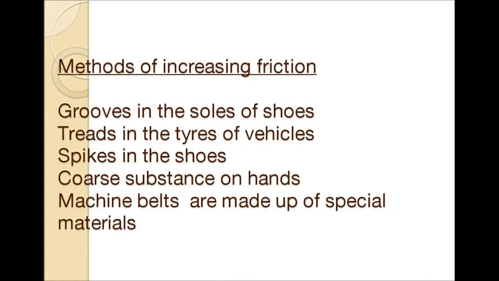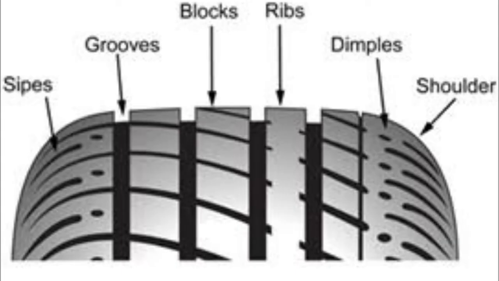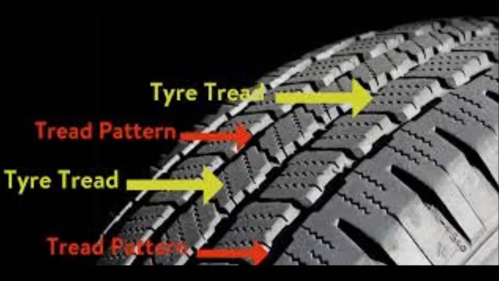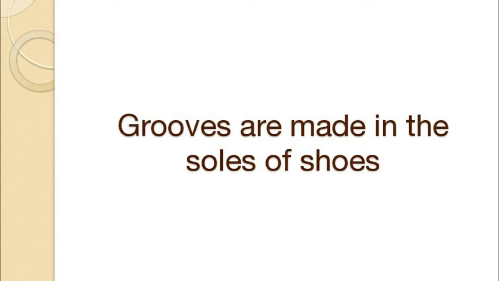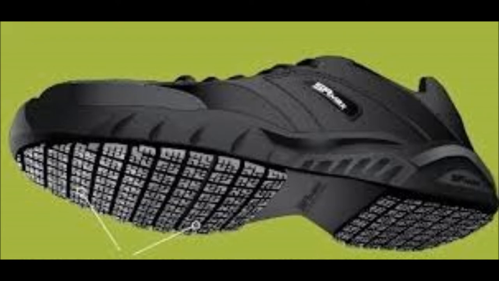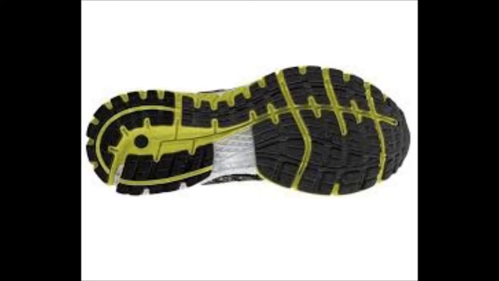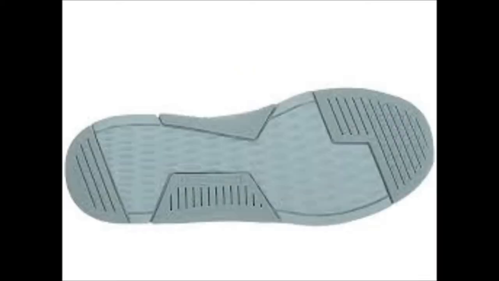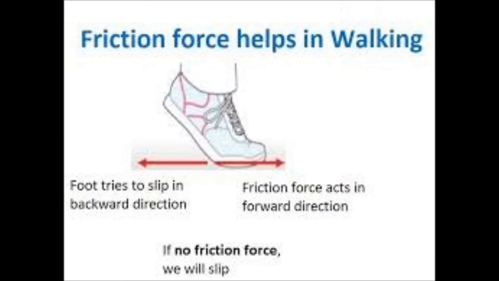Before we discuss the methods of increasing friction, we should know the meaning of the terms grooves and treads. A long and shallow cut or depression in the surface of a hard metal is called a groove. A series of patterns made into the surface of a tire to provide grip on the road is called a tread. If we observe the soles of our shoes, we'll find that some grooves have been made in the soles by the makers of the shoe. The grooves are made in the soles of shoes to increase the friction with the ground or the floor so that the shoes get a better grip even on a slippery ground and we can walk safely without the risk of slipping.